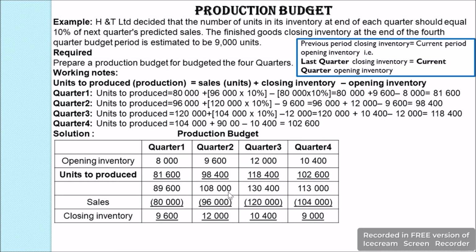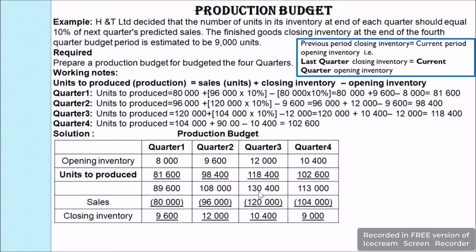Then we get the total as 108,000. From there we subtract sales of 96,000. We get the closing inventory as 12,000. This closing inventory will be again the opening inventory for the next quarter. So in the third quarter we start with 12,000. We add units to be produced or the budgeted production of third quarter is 118,400.